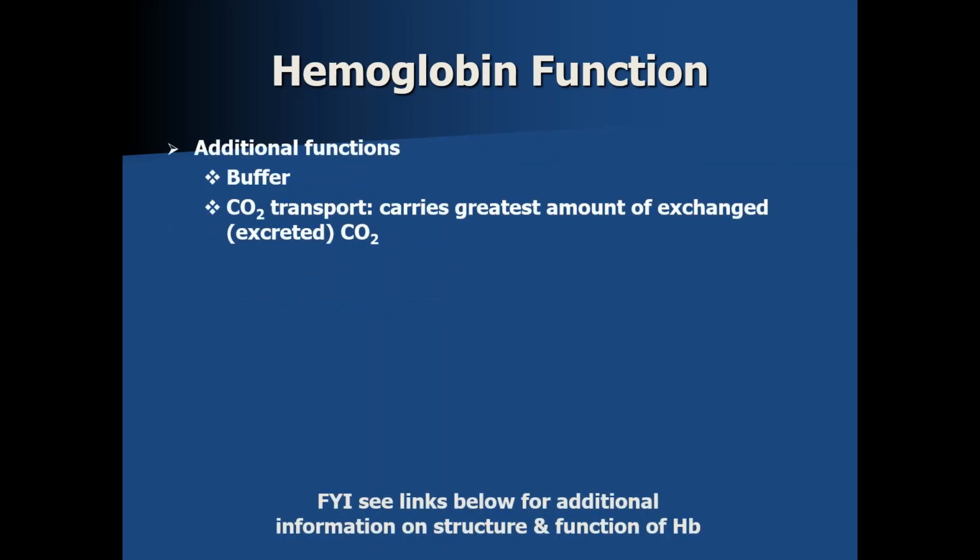In addition to its role in oxygen transport, hemoglobin serves 2 additional functions. First, it is a buffer, second in importance only to bicarbonate. Then, hemoglobin transports carbon dioxide. Importantly, hemoglobin carries the greatest amount of carbon dioxide that is exchanged or excreted.